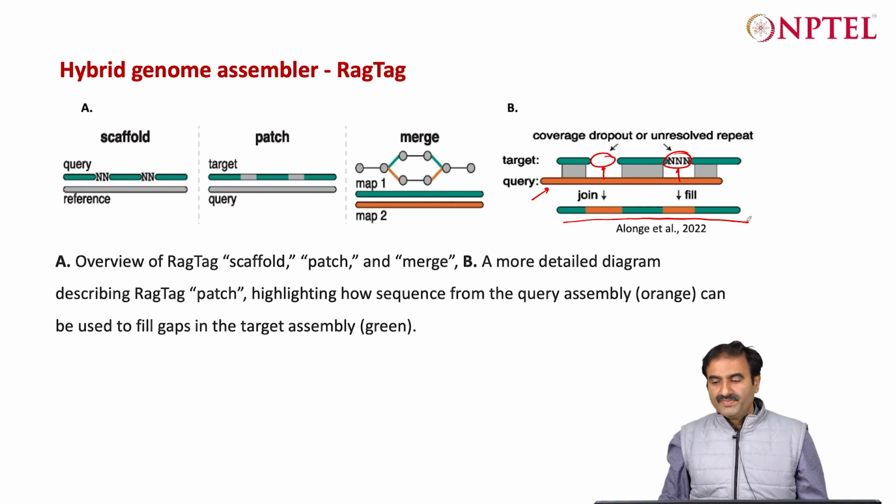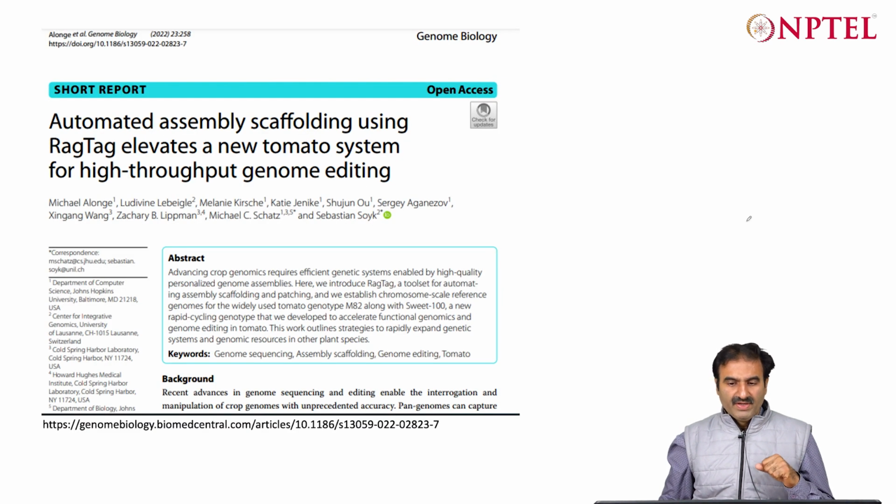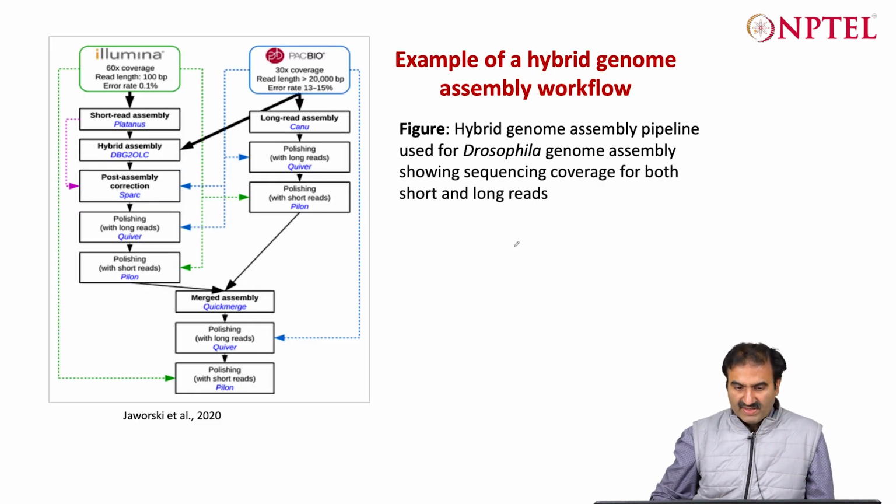So this is the way in which RagTag works and does the hybrid genome assembly. And you can see that in case of quickmerge or RagTag, information from both long read and short read assemblies is used together in such a way that you can use the correctness of short reads and contiguity of long reads to make a better consensus and reliable, accurate and contiguous assembly. So you can read more about RagTag from this paper, and this is available at their server, right?